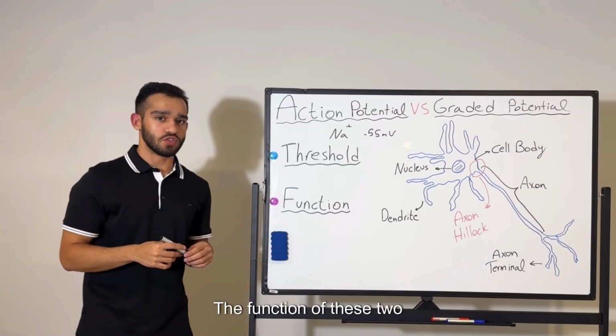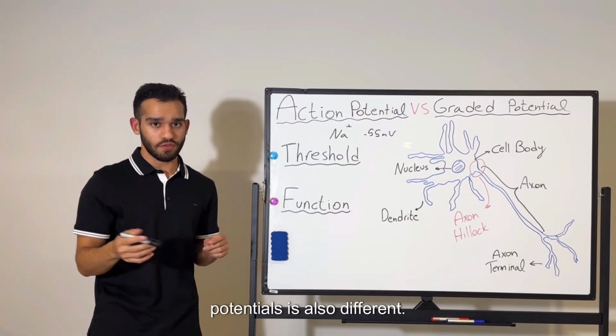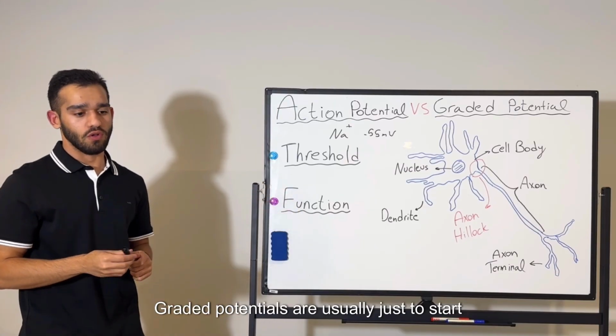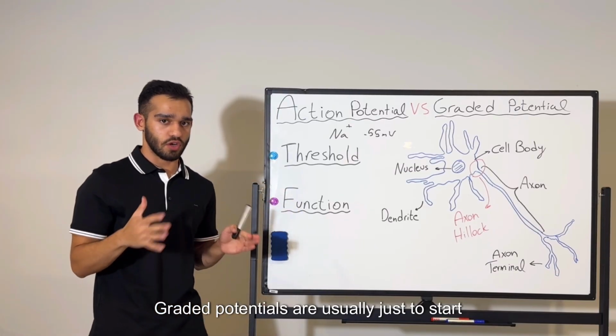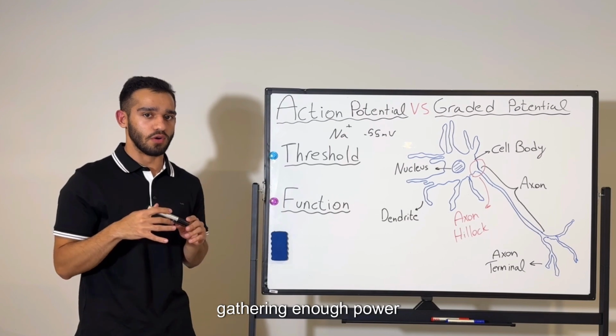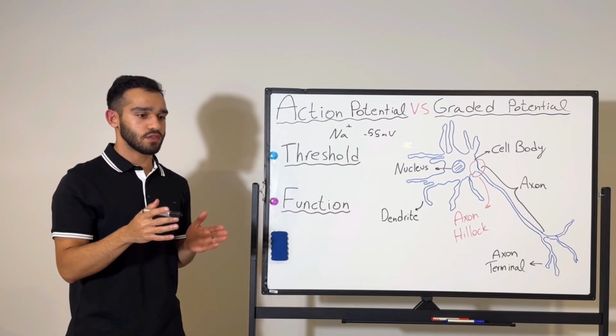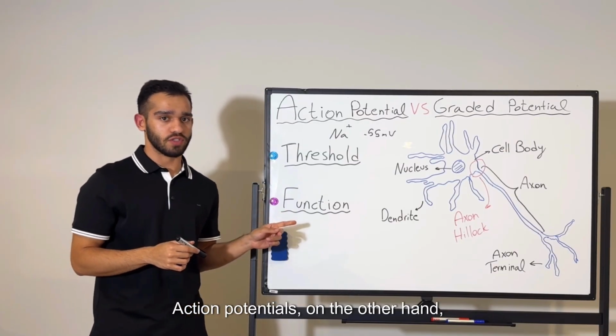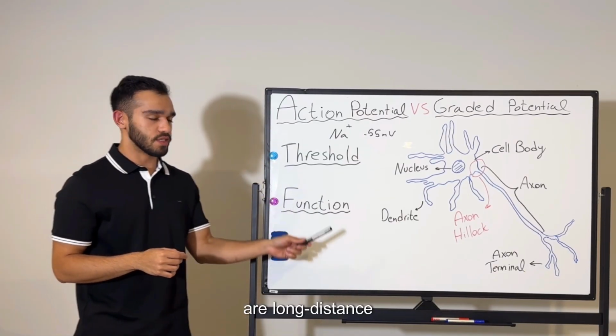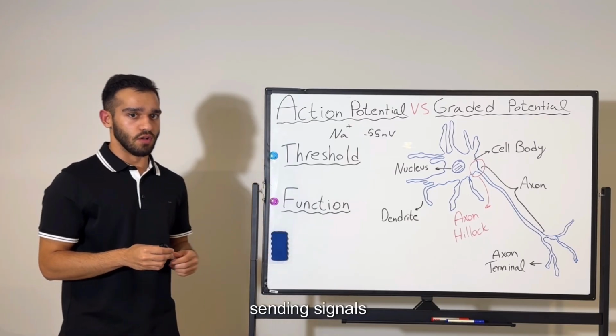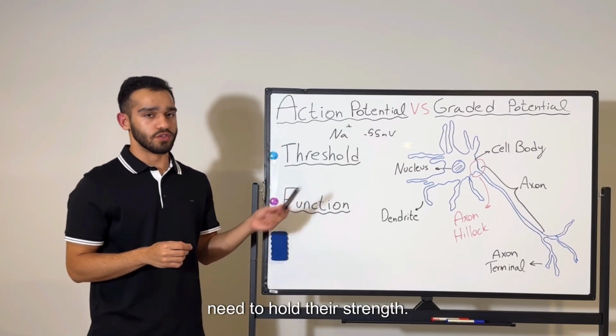The function of these two potentials is also different. Graded potentials are usually just to start gathering enough power to fire the action potential. So they're just kind of short distance. Action potentials, on the other hand, are long distance, sending signals that need to hold their strength.